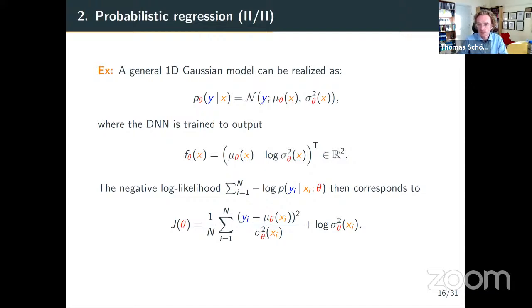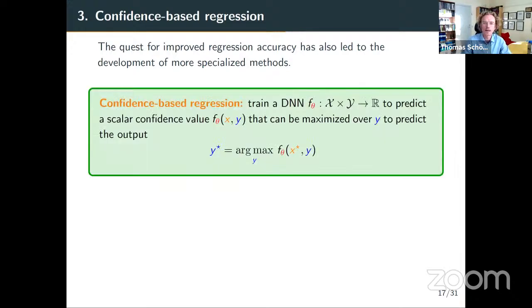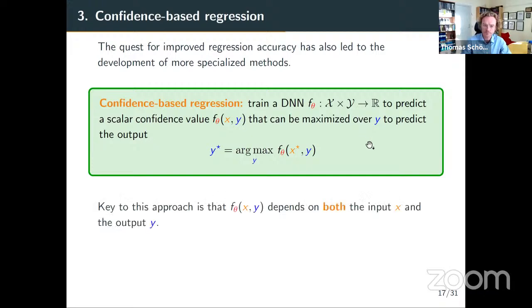But again, this is one step forward, but we're still restricting ourselves by using a parametric family here. So then there's something that popped up in the computer vision literature a few years ago, which is referred to as confidence-based regression. This is quite specialized methods, I would say. And what they are trying to do is to train a network that predicts some kind of confidence value that is then maximized over y to generate the prediction. So the key thing to take away from this approach is that the network depends on both the input and the output, not just the input.